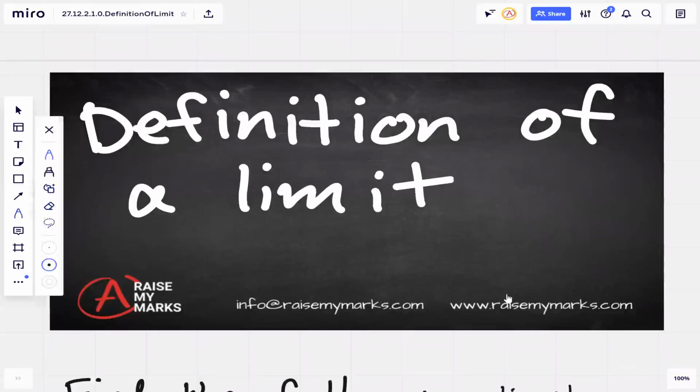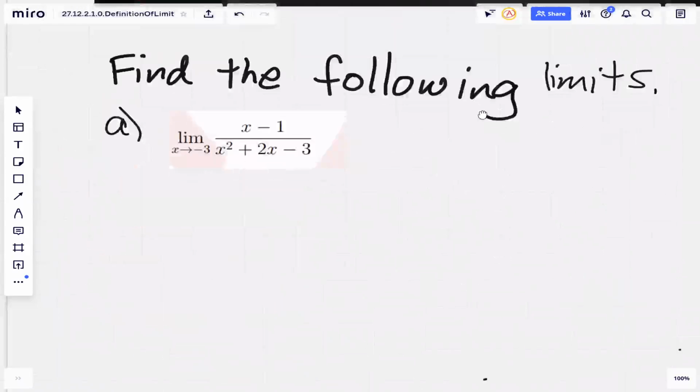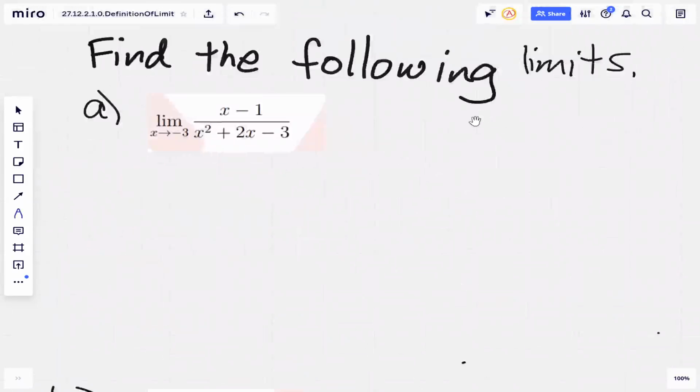So hello, today we're going to look at the definition of a limit and in particular taking the limits of functions. Now let's have a look and see how this works. So we have a new board, so that will be very interesting. All right, so we're asked to find the following limit. So let's have a look at this.